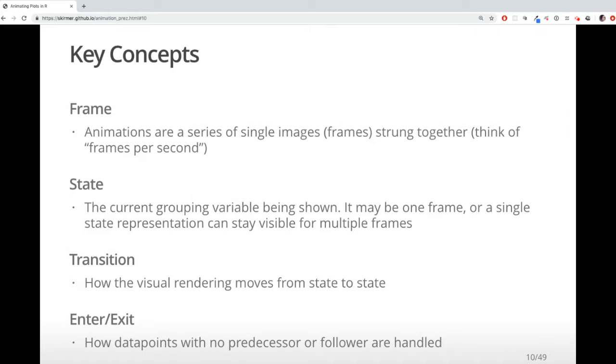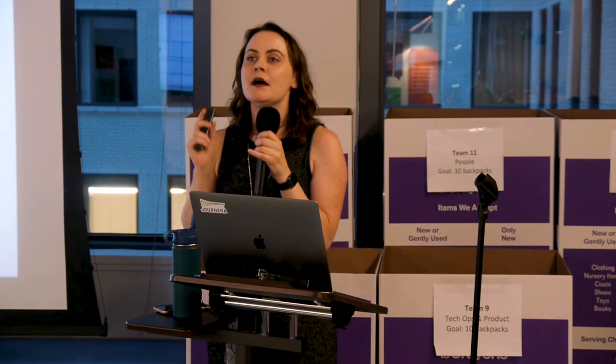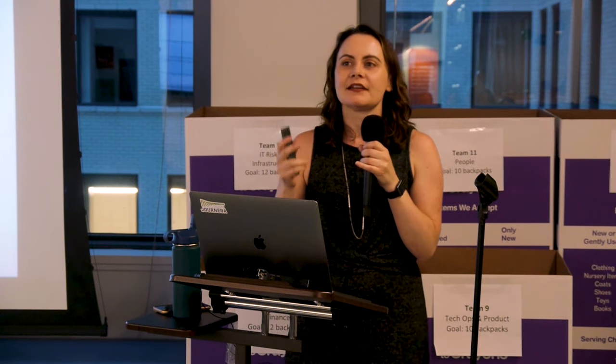Now transition is how you move from state to state. So you can just have 1998 disappear off the map and 1999 appear. That's one option, a transition option. But you could also have 1998 fade out and 1999 fade in. Or you can have 1998 bounce off the screen to one side and 1999 bounce in from the other side. I swear this is a thing you can actually do with gganimate. It's great. But transitioning is how you move between states that exist.